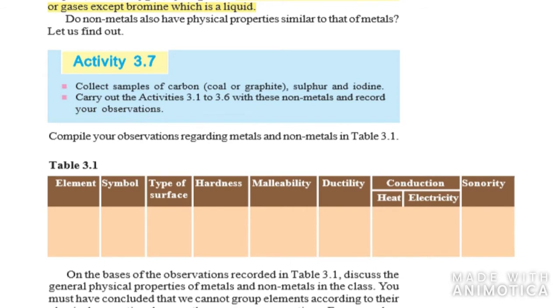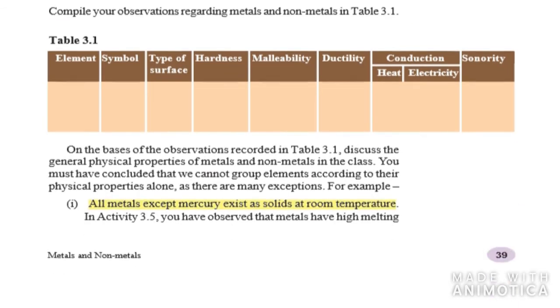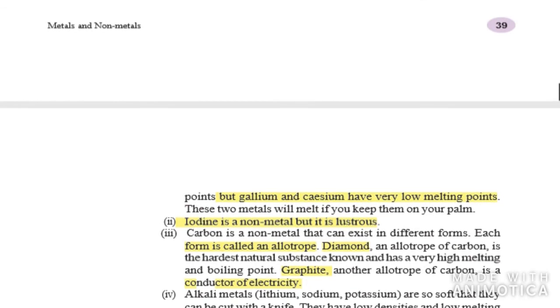Now we have some exceptions in it. The first one says all metals except mercury exist as a solid at room temperature. Only mercury exists as a liquid at room temperature. Then, as you know, metals have a very high melting point, but gallium and cesium have a very low melting point. If you keep these two metals in your hand, they will melt. They have such a low melting point.